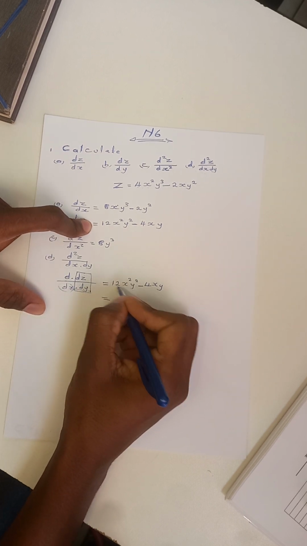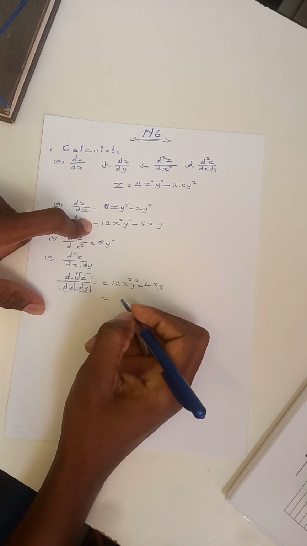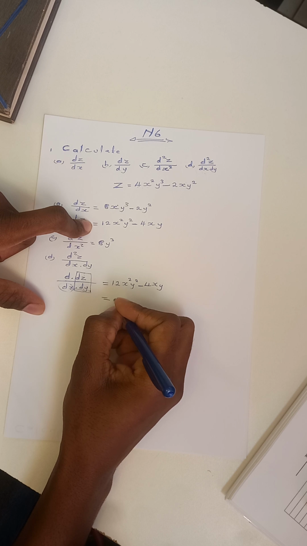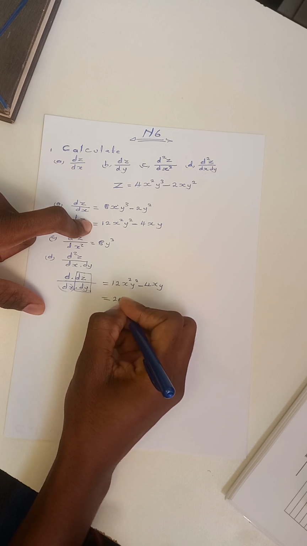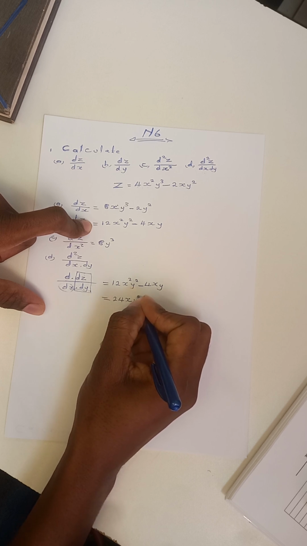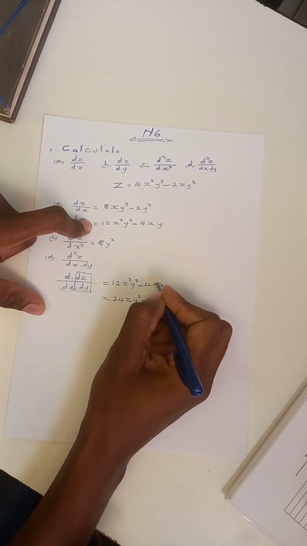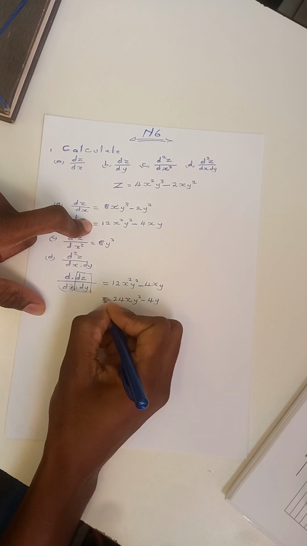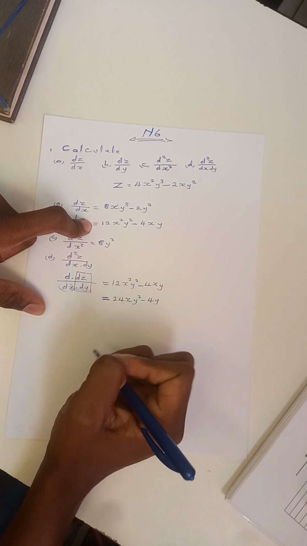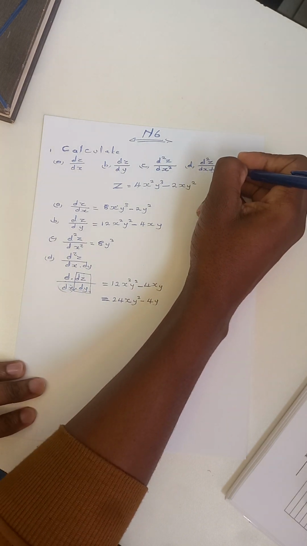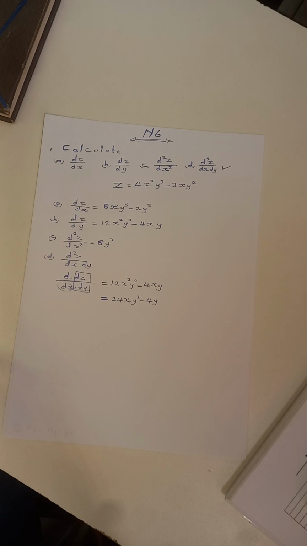So now we're just going to say 2 multiplied by 12, and 2 multiplied by 12 is equal to 24. And then x, y to the power 2, minus this one is still going to be 4y. And that's how you're going to be solving something similar to this. I hope it makes sense.